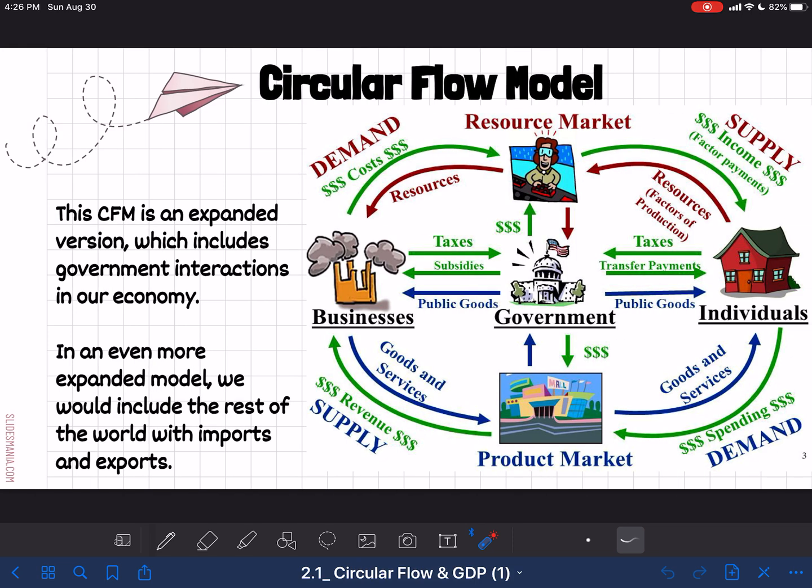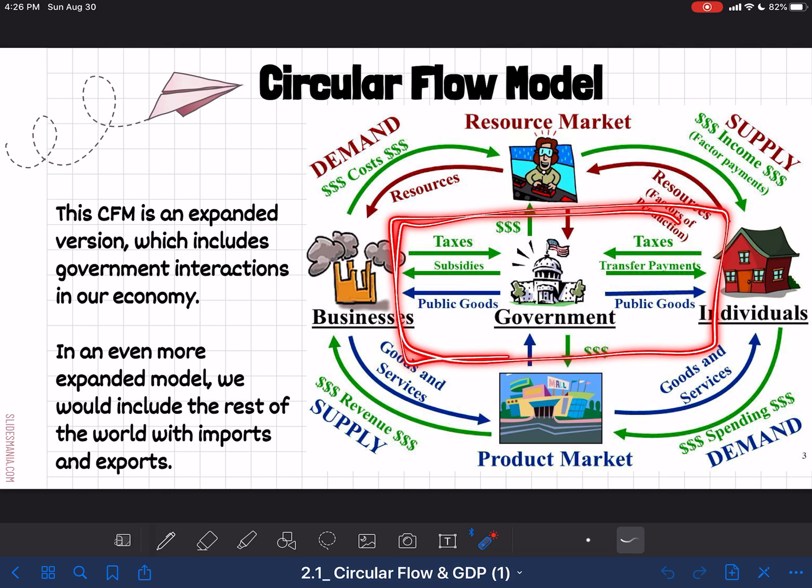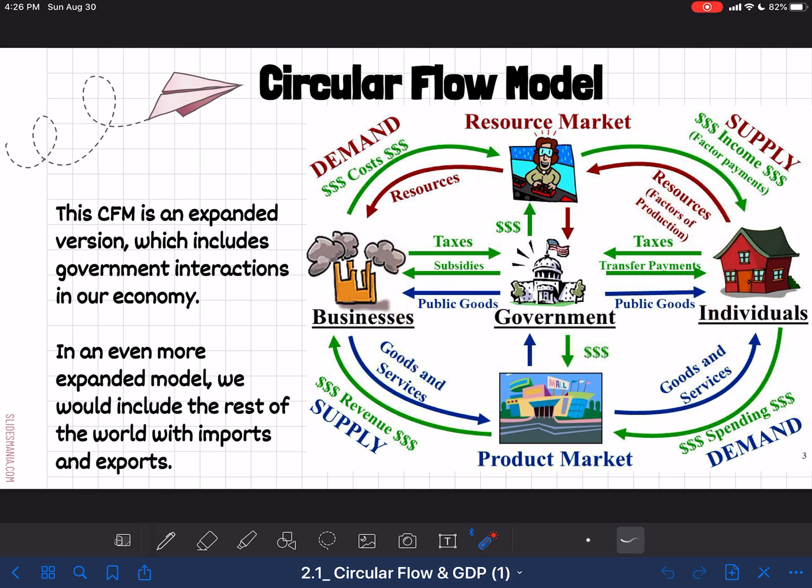We also have a more advanced or expanded version of the circular flow model, which adds the government into our macroeconomy here. Our previous model didn't have the government, so now here's an expanded one that does show the government. And we can see that the government is right smack in the middle of our circular flow model. So this expanded version includes the government and how they interact with our resource market. Remember, your job. Individuals is the household, product market is the store, and then businesses, those are the firms. So we're seeing how the government is interacting with these four players as well.